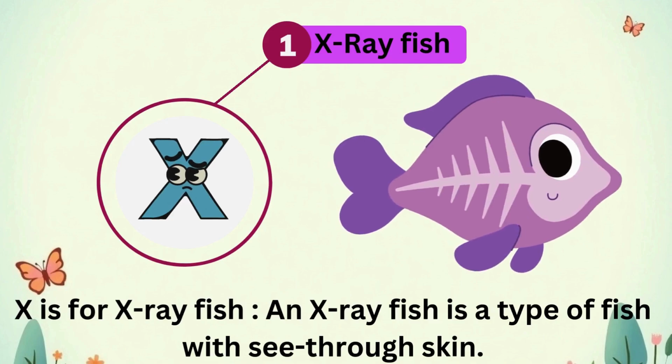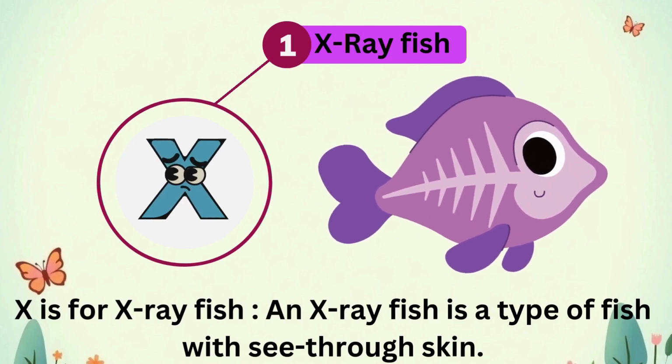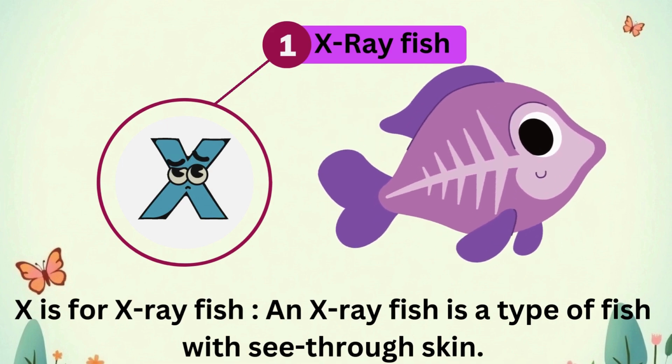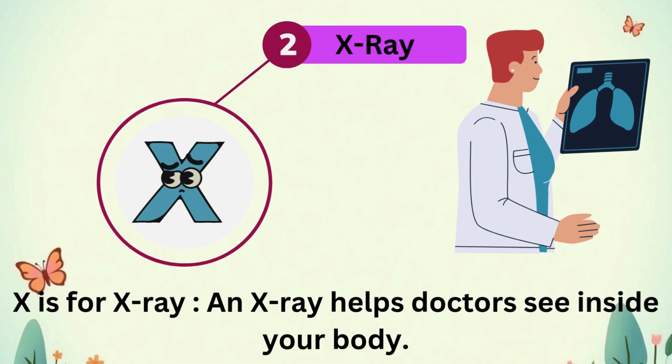X. X is for X-ray fish. An X-ray fish is a type of fish with see-through skin. X is for X-ray. An X-ray helps doctors see inside your body.